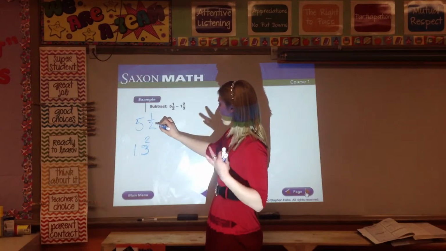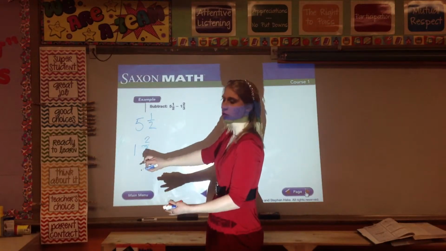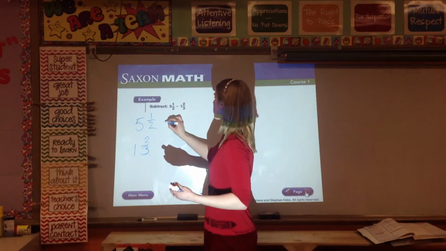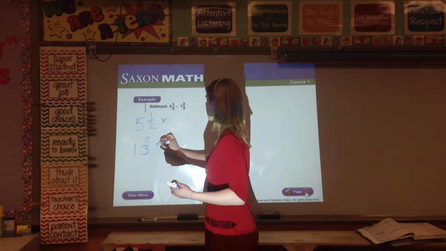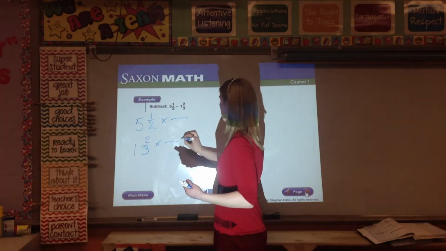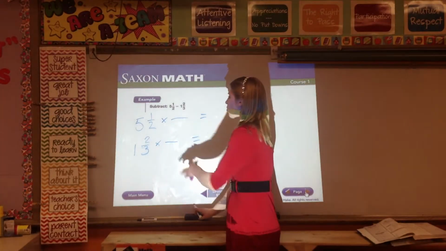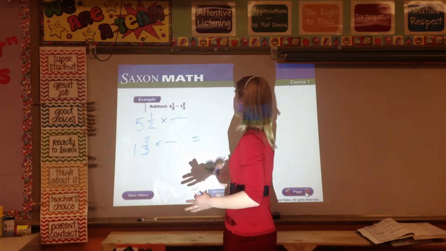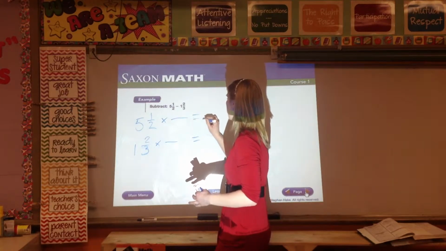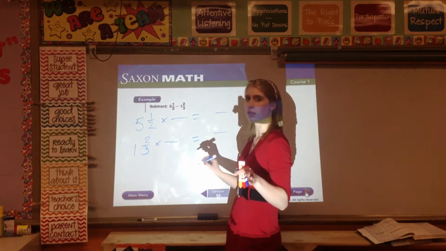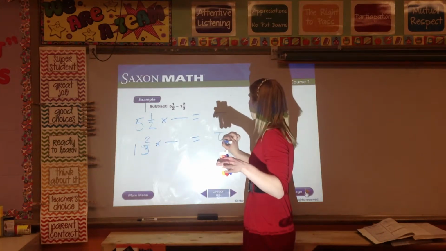We know that if they can't go into each other, like 2 can't go into 3 and 3 can't go into 2, we have to multiply them. So, let's do that. In this case, we have 2 and 3, so we're going to have to multiply 2 and 3 together, and that will give us 6. So we know in the end, we're going to have a mixed number that has a fraction with a denominator of 6.